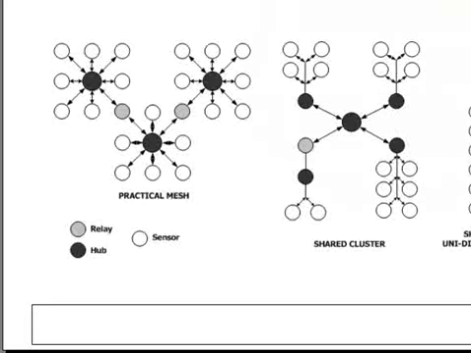As mentioned earlier, ANT can support complex network topologies. Below is an illustration of the different network topologies that can be supported. Some of them include broadcast, peer-to-peer, star, a practical mesh, scanning modes, and shared clusters, etc.